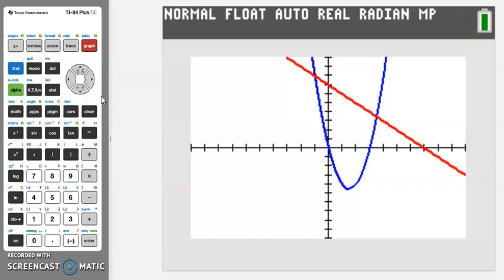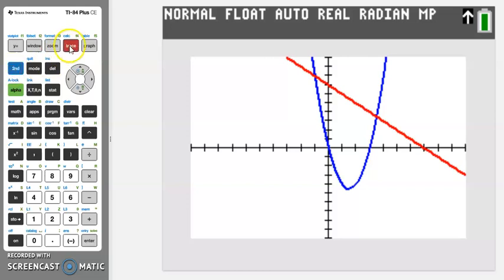If your screen does not look like my screen, type zoom 6 to produce a standard viewing window, and then you'll see this screen. You must see the points of intersection to locate them with the calculation menu. If you can see the 2 points of intersection, proceed to the next step.